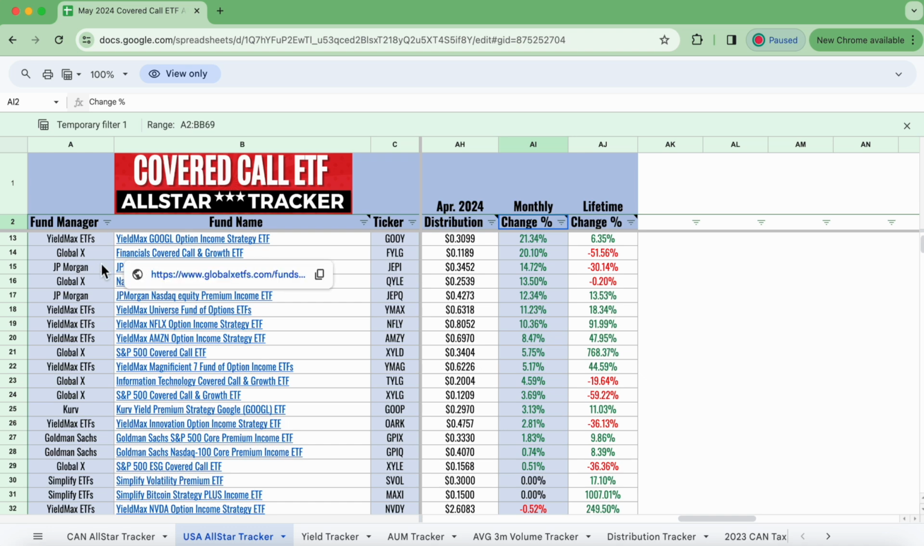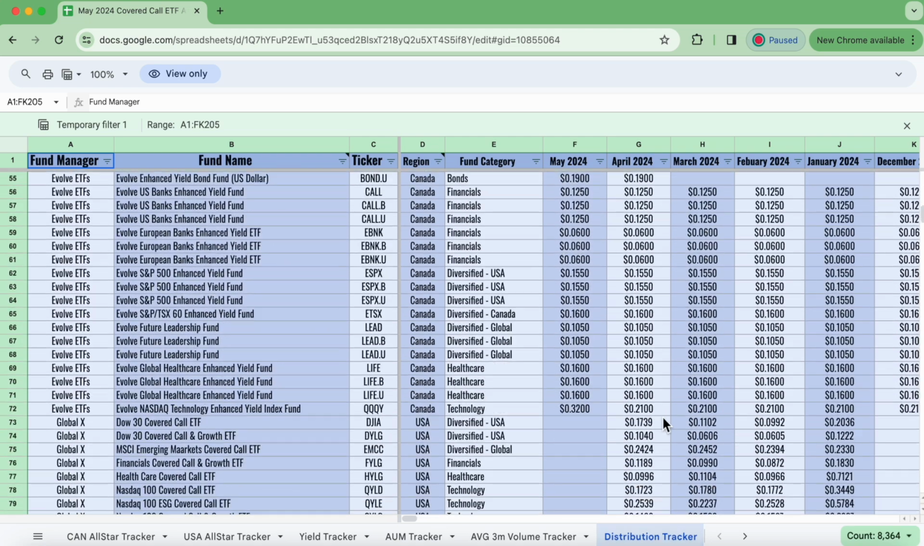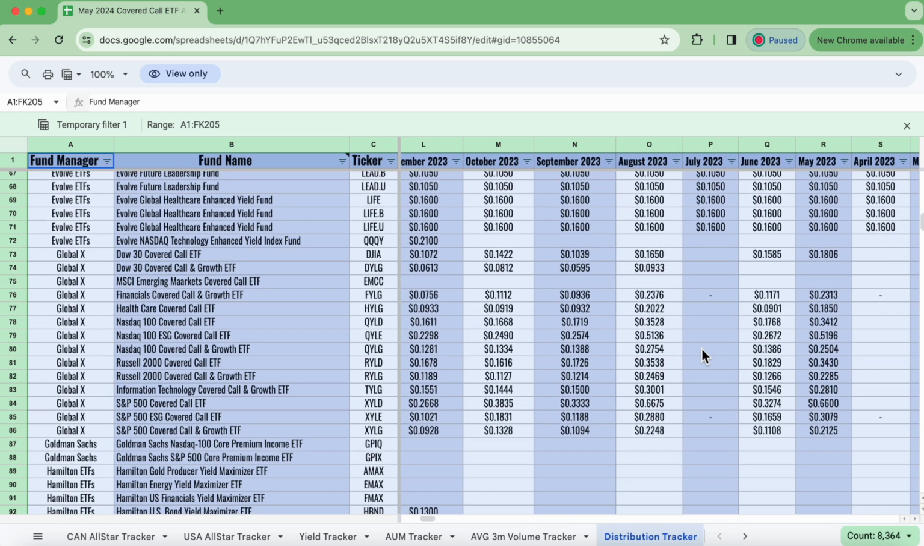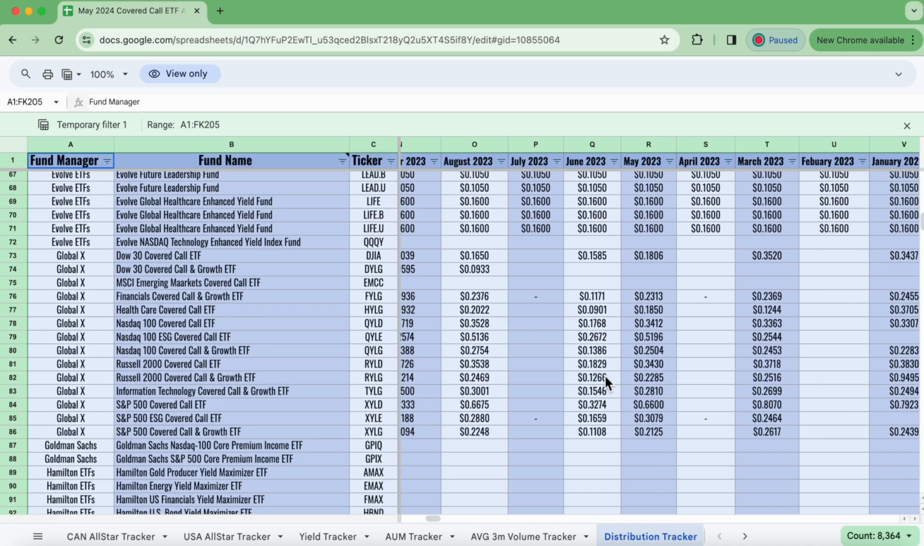Then we do have some sector funds, which is actually kind of rare on the American side of things, with Global X, with FYLG, a smaller yielder, up 20%. The thing to watch out for with the Global X stuff is some months you'll get 2 distributions, then it'll skip a month, then it'll do 1 distribution, then skip a month, 2 distributions. It's kind of all over the place, but in the distribution tracker here, you can go to all the Global X stuff, and if we go over, you'll see what I mean. There's gaps, random gaps, and sometimes you'll see just bigger distributions compared to other months.